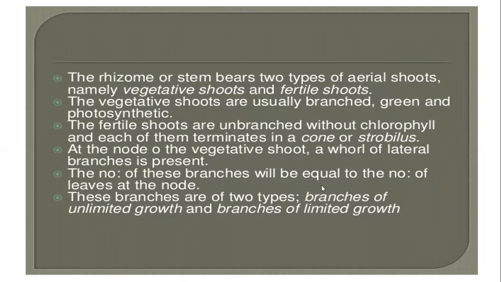Now, the number of these branches. The very important point to be noted here is that in Equisetum, the number of the branches will be equal to the number of the leaves at the node. Suppose at the node, it is developing 2 branches. So the leaves present at that node will be 2 in number. This is again an important point to be noted: the number of branches will be equal to the number of the leaves at each node.